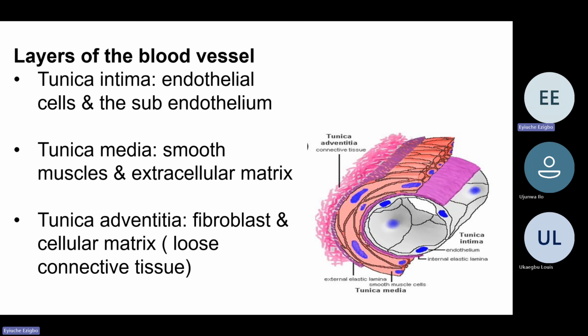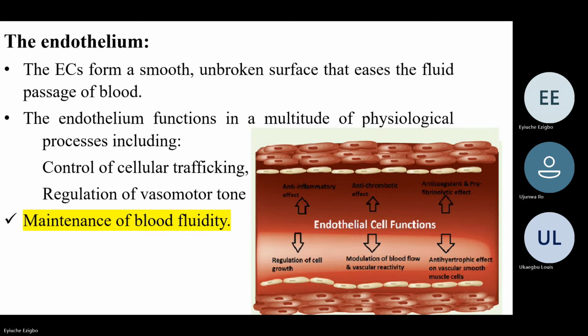Why do we pick the blood vessel wall? Because the blood flow we are going to be discussing happens inside the blood vessel. So we take time to look at the structure of the blood vessel walls and their position. That is very necessary. You should know that.